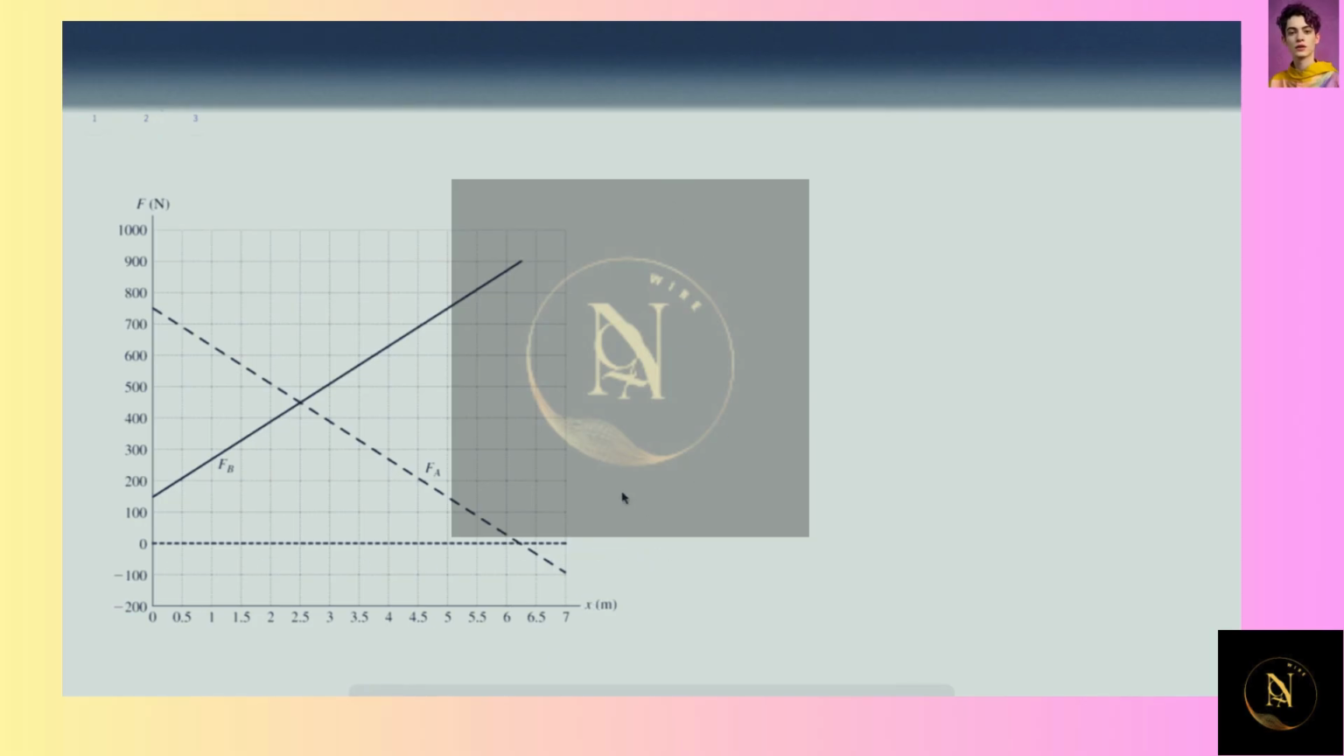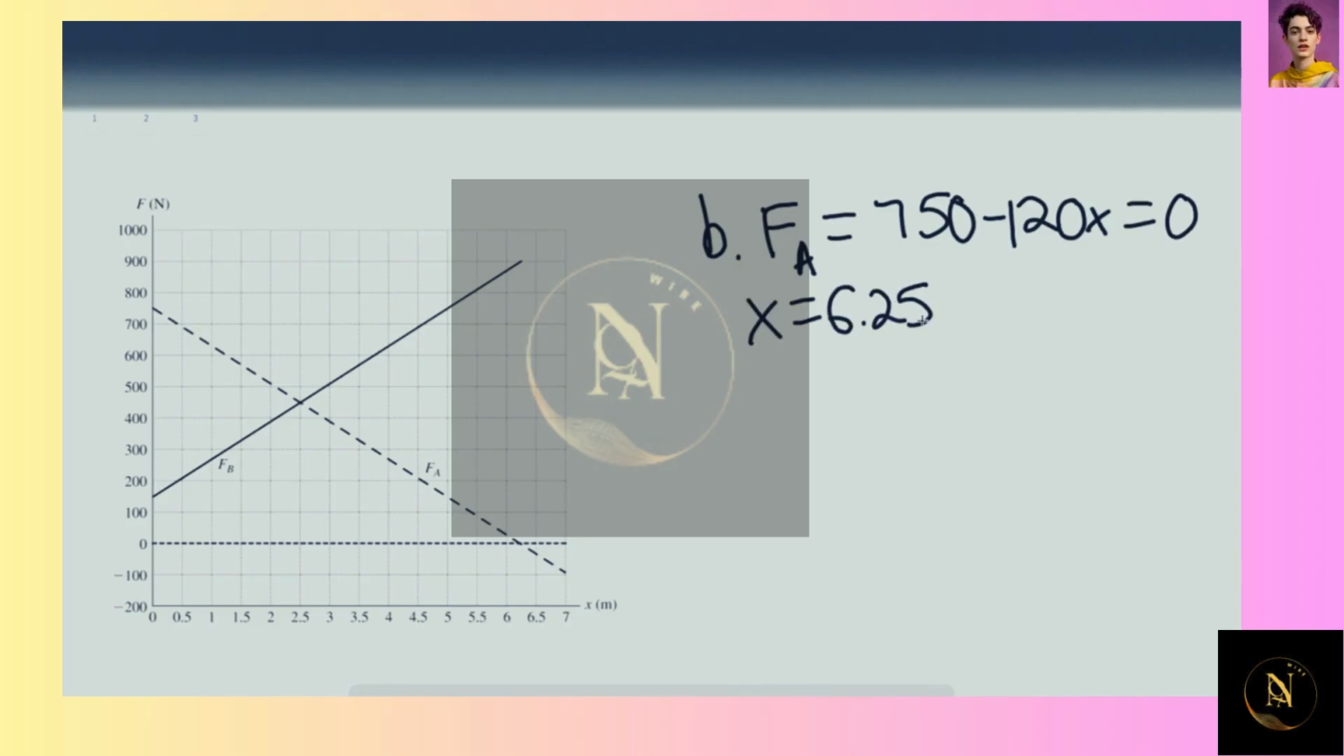Now for part B, they want us to find the x at which the bar tips. We can use the formula for the force of A or the formula for the force of B. I'm going to use the formula for the force of A: force of A equals 750 minus 120x, and we're going to set this equal to 0. And this is going to give us x equaling 6.25 meters.